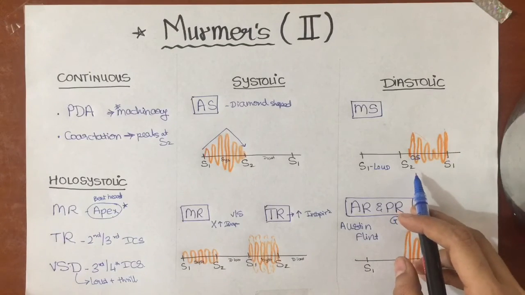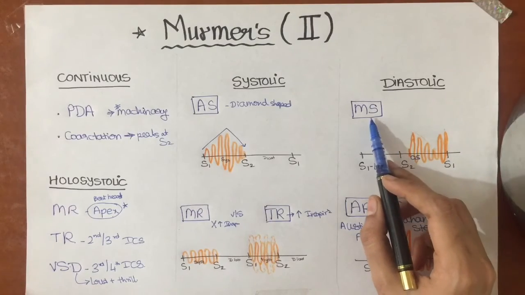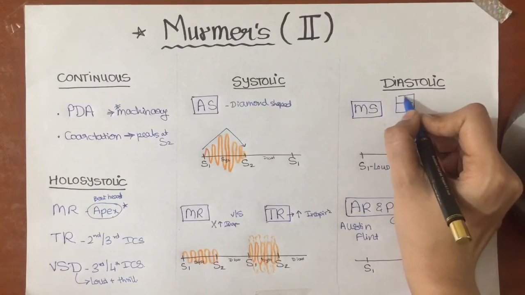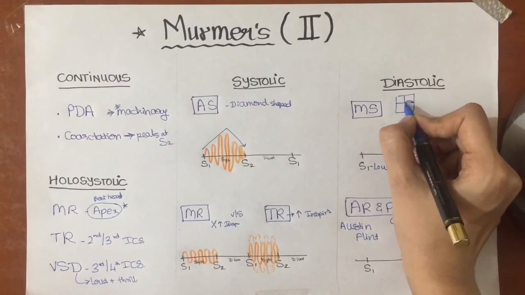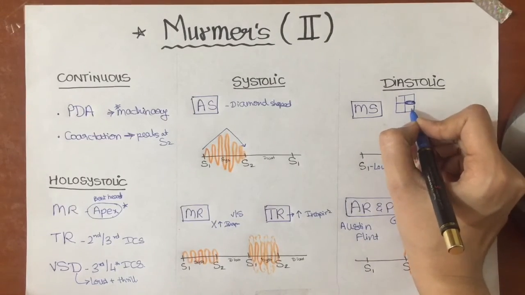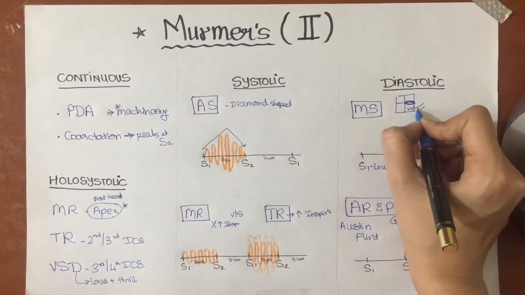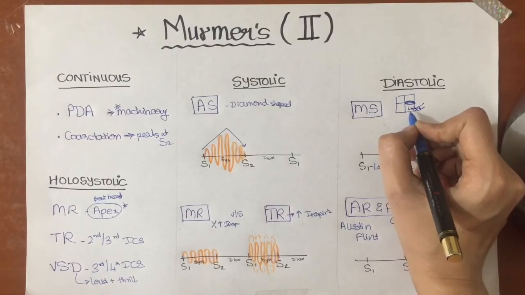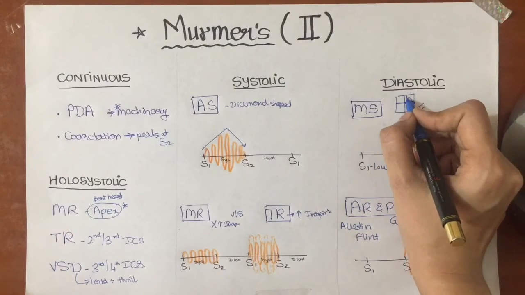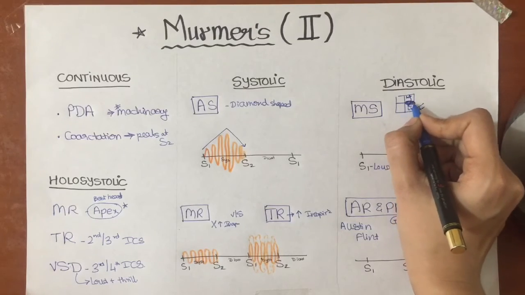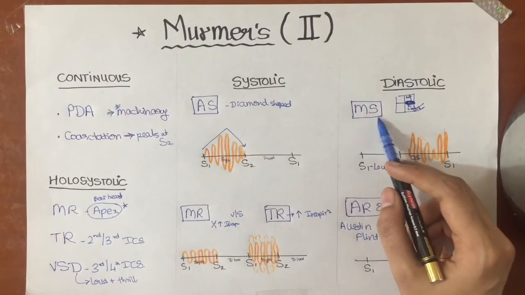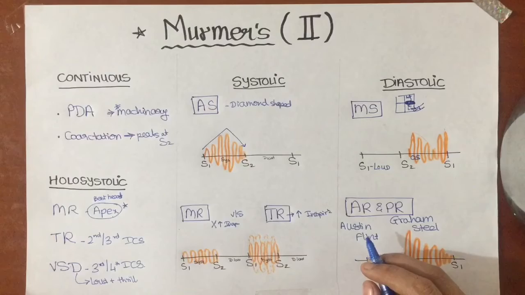Coming next to the diastolic murmurs. Now in mitral stenosis, let's understand the mechanism. So in mitral stenosis, during systole the blood from the left ventricle will enter into the aorta, so there is no problem during the systole. But during the diastole, when the blood has to enter into the left ventricle from the left atrium, due to this stenosis which is present, there will be a murmur. So that is why the mitral stenosis murmur is a diastolic type.